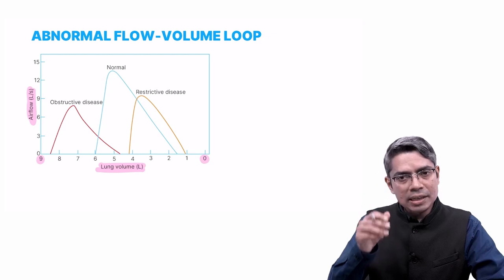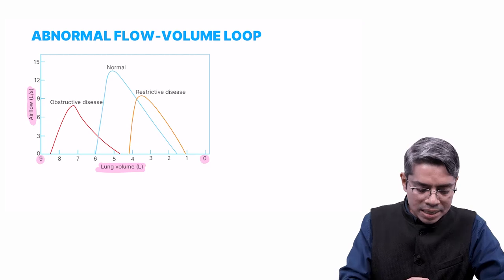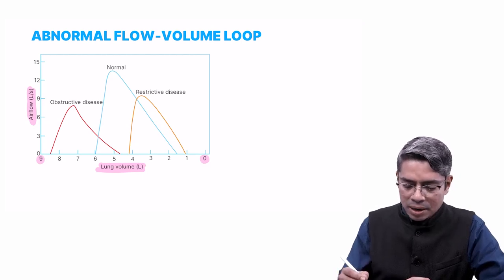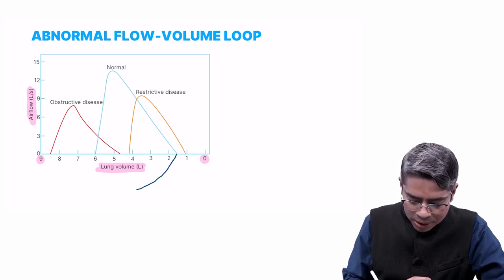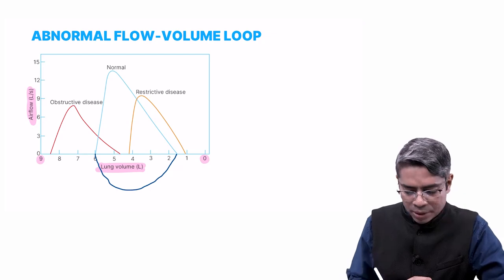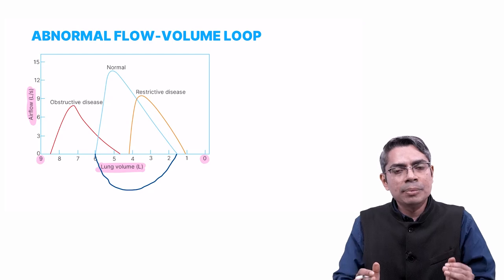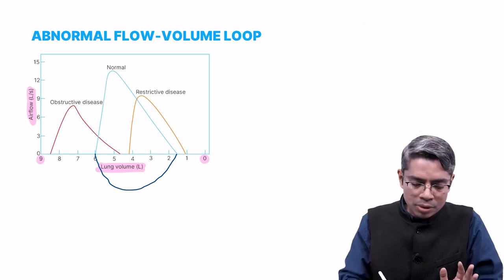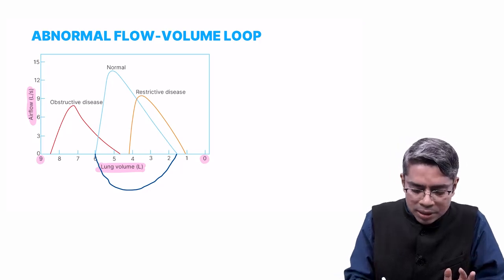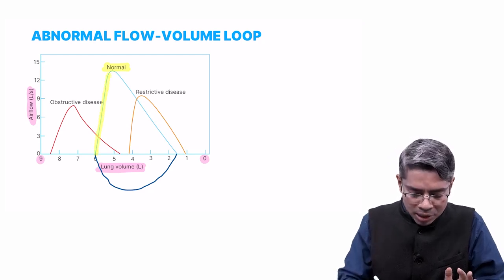But typically, it is not showing the loop that we have seen, because in this diagram the inspiratory part has not been drawn. If you draw this inspiratory part, then the normal curve will look like this. The inspiratory curve is not drawn here, only the expiratory curve, because mostly the diagnosis will be done from the expiratory portion. So first of all, note down this normal curve. This yellow highlighted curve is a normal curve.